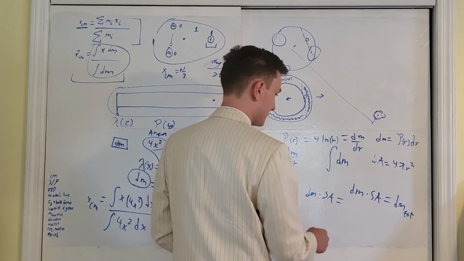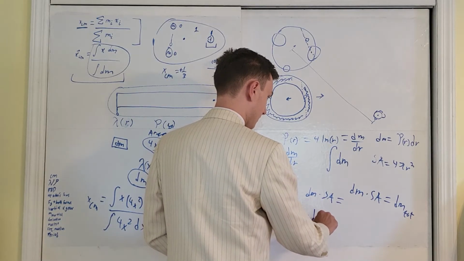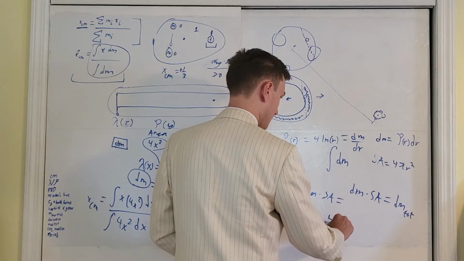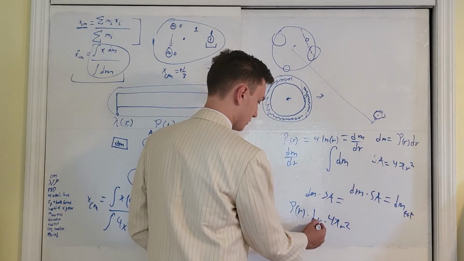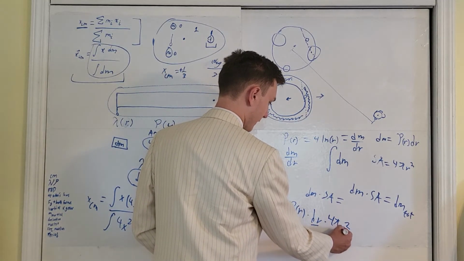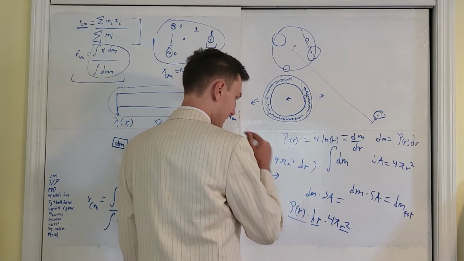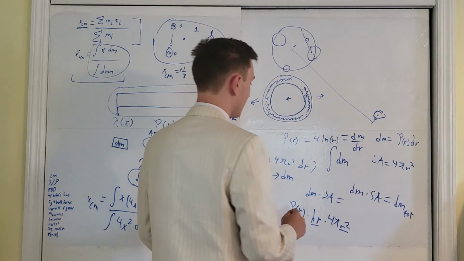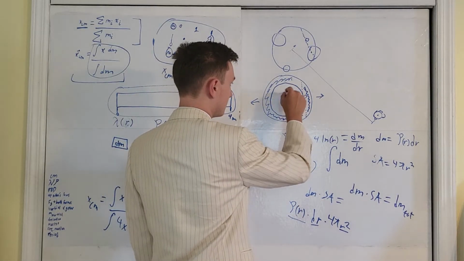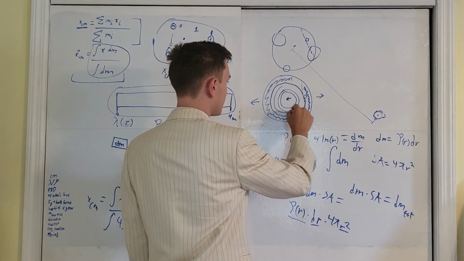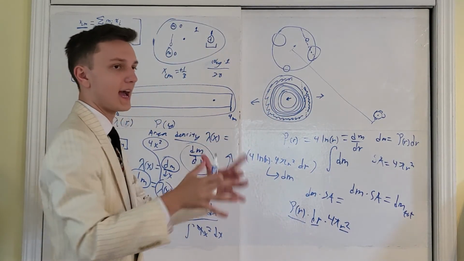So we're going to take our dm times surface area, our rho of r times dr times 4 pi r squared. And you'll know you're doing this right because your differential and your variable line up. That whole expression right there gives us the differential mass of a single surface area within the sphere. Okay? So we're going to take the infinite sum of the masses of all those surface areas to get the total mass of the sphere.